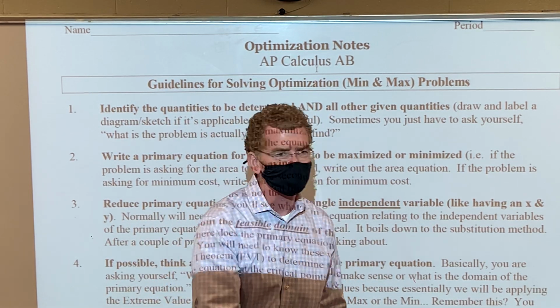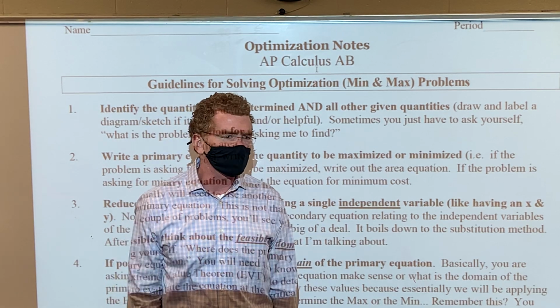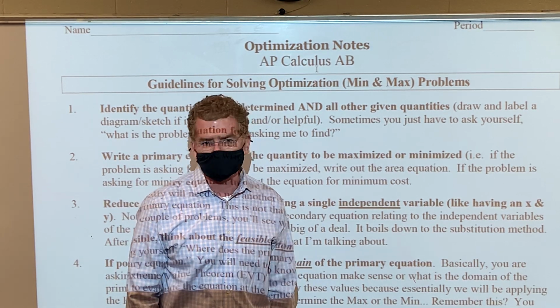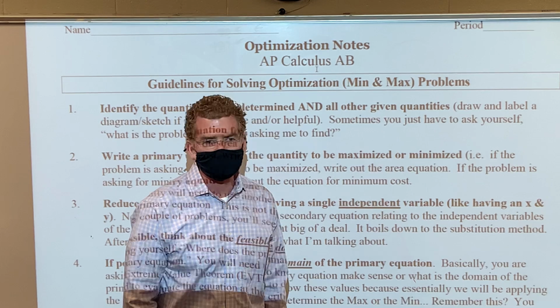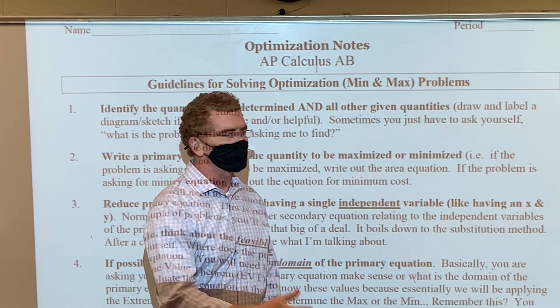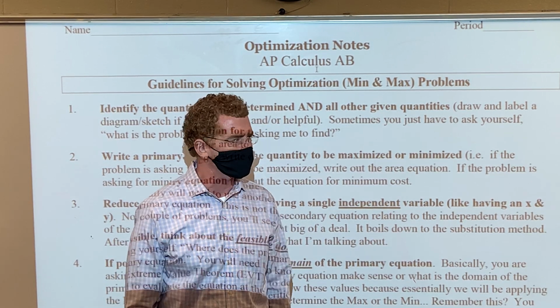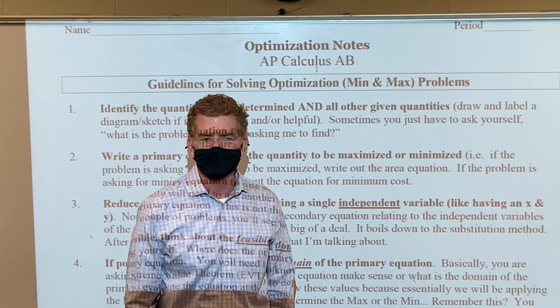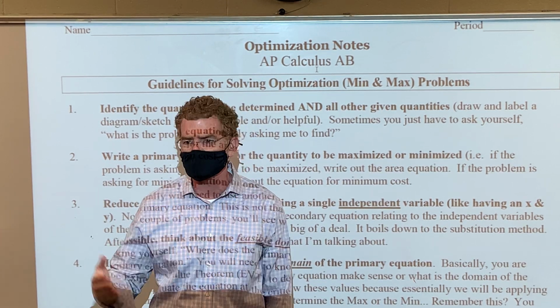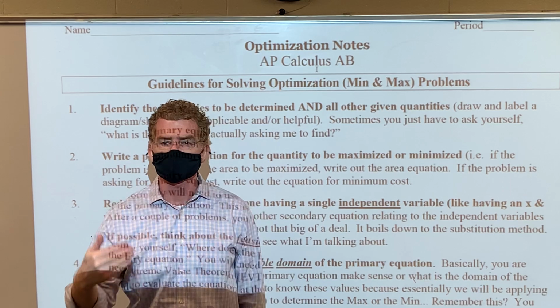Good night. I can't tell you how many times I'll say, hey, how many square inches of material do you need to maximize the volume of a box? And people go, the dimensions of the box are 12 times 5 times 7. I'm like, I didn't ask you for the dimensions. I said how many square inches. So make sure you're answering those questions.